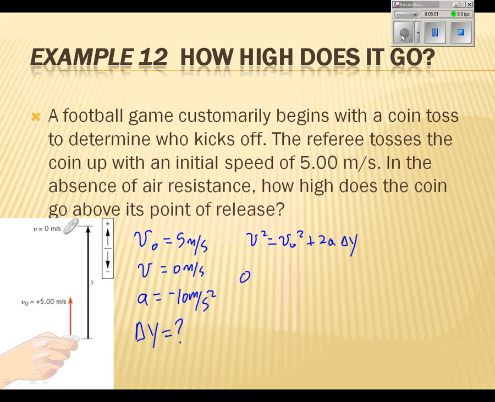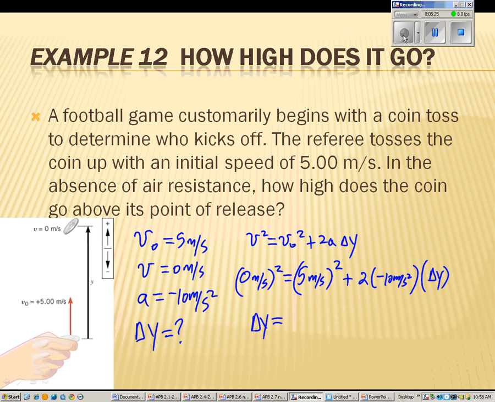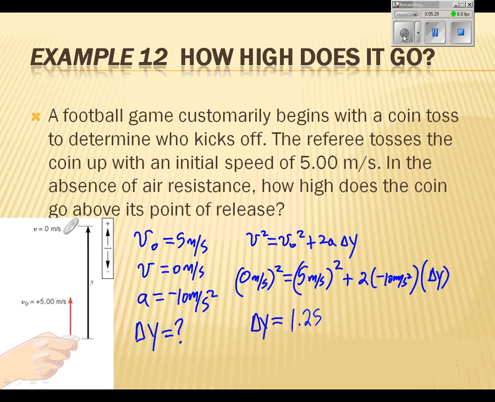We have v squared is 0 meters per second, squared. Our initial velocity is 5 meters per second, and that is squared also. Our acceleration is negative 10 meters per second squared. And the delta y is what I want to solve for. So we go ahead and do our calculations, and we come up with a delta y value equaling 1.25 meters.